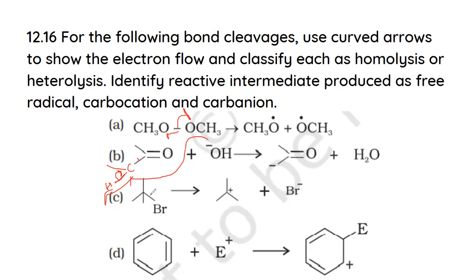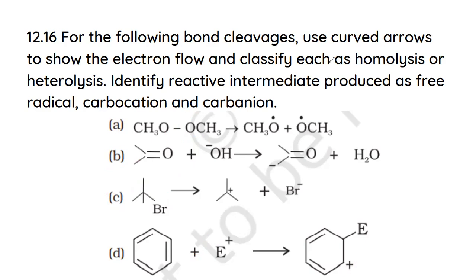The next one, here this bond is going to break, right? The bromine atom is more electronegative, so it will pull the electrons towards itself, and it will leave the carbon with a positive charge and lead to the formation of a carbocation. The last one, this electron pair is going to come and attack the E plus, right? And so when this breaks, this is going to go to one of the carbon atoms and lead to the formation of a carbocation.